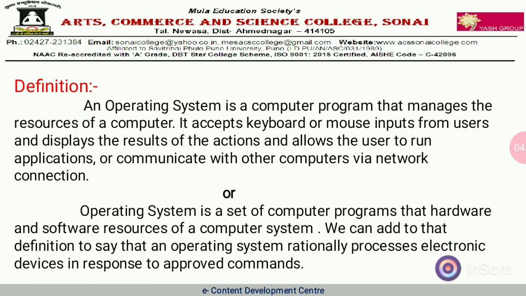Now the definition of operating system. An operating system is a computer program that manages the resources of a computer. It accepts keyboard or mouse input from user and displays the result of action and allows the user to run applications or communicate with other computers via network connection.